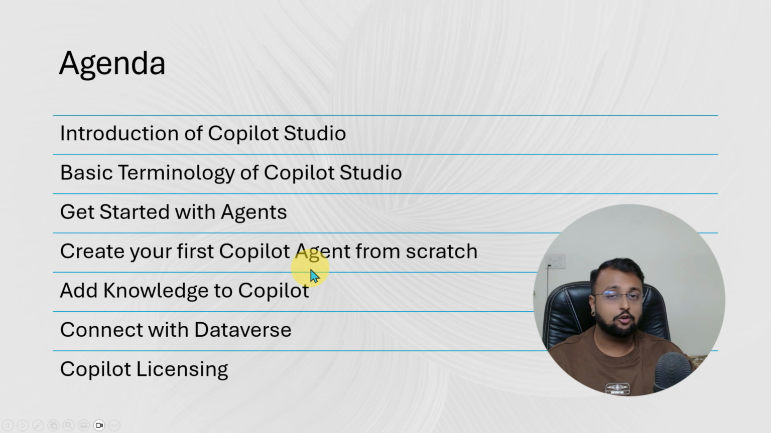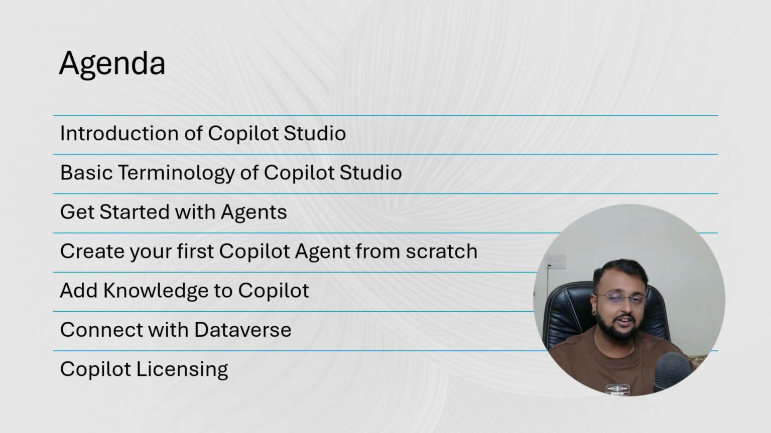Apart from that, Copilot Studio offers different functionality like adding knowledge. Knowledge can come from any kind of source, like an external facing website, your SharePoint site or your Dataverse site. Any kind of data source you can connect as knowledge for your agent. We'll talk about that in depth in today's class.